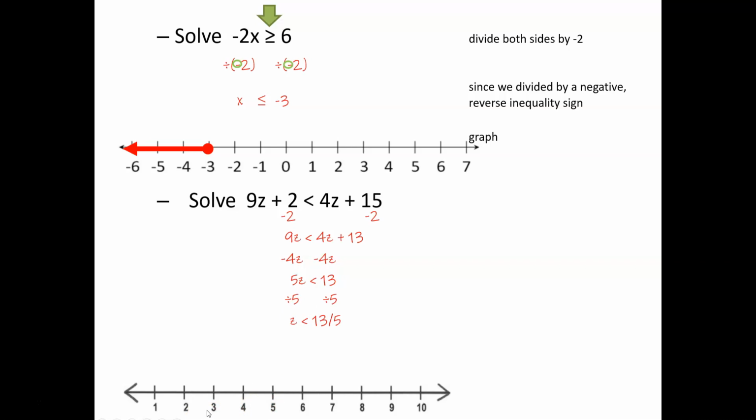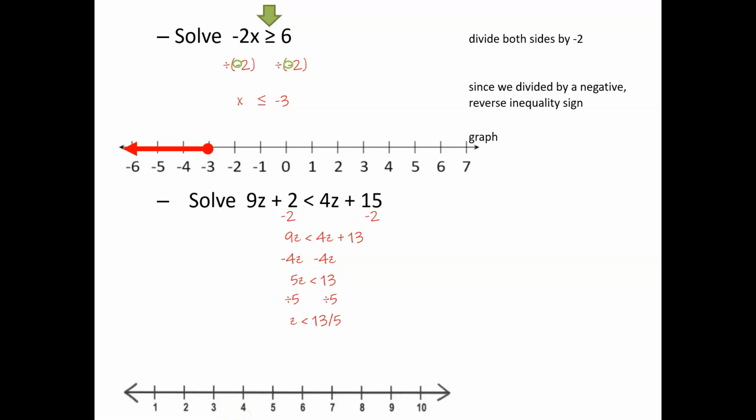And I know you could say it's 2.6. However, we're going to leave it as a fraction because Math Excel generally prefers fractions. Once again, pay attention to that little blue writing next to the answer box. So, how do we graph 13/5?